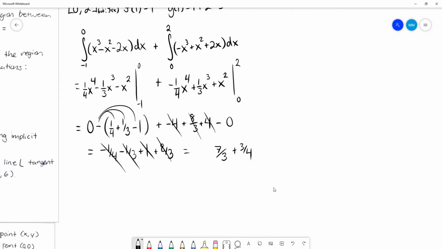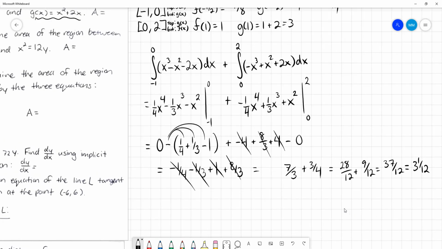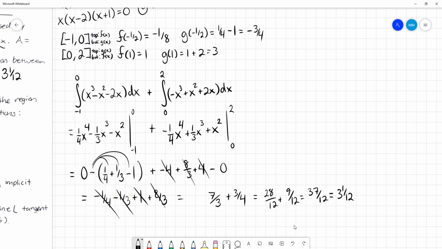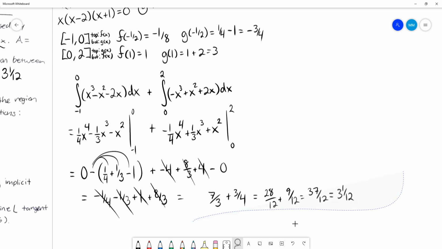This will probably be easiest done with a common denominator, so it's going to be 21/12. Nope, sorry, 28/12 plus 9/12, so it's going to be 37/12 or 3 1/12. Boom. Okay, I'm going to erase all of this now so we've got space for the next problems because I took up a lot of space with this.